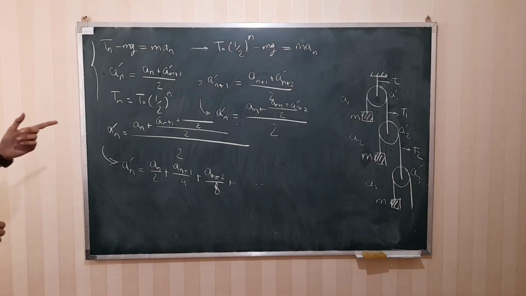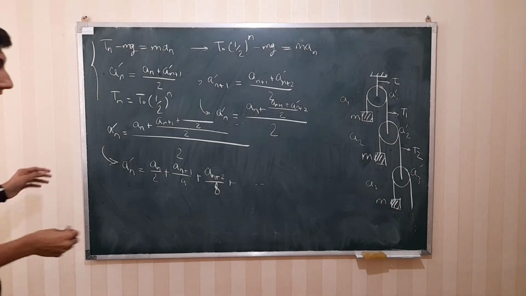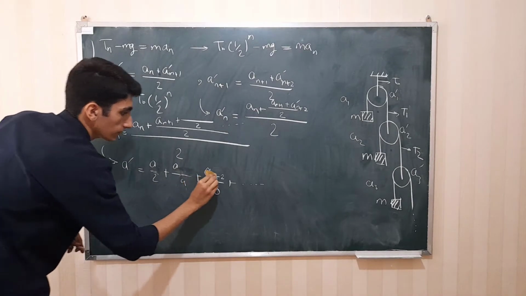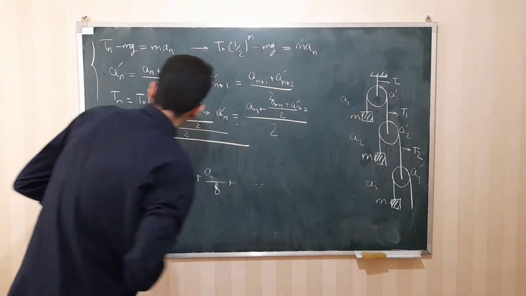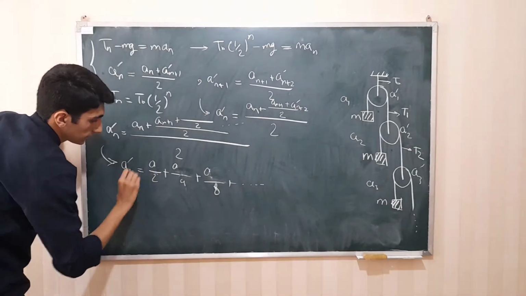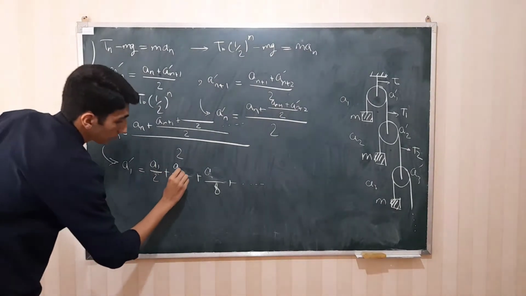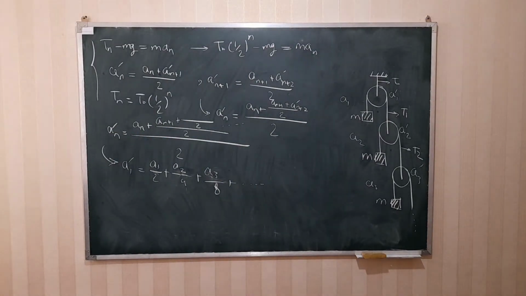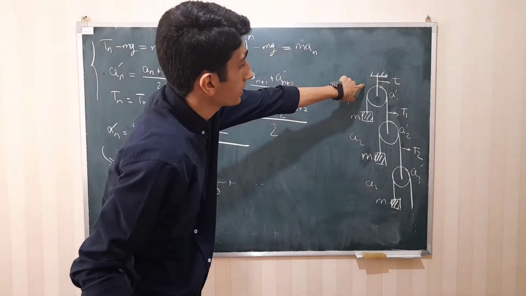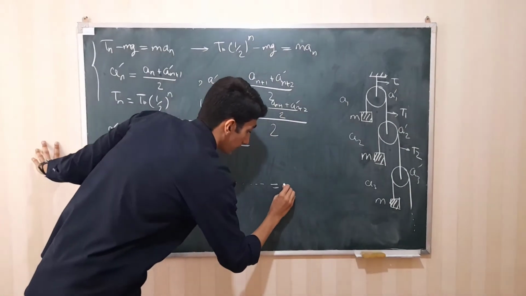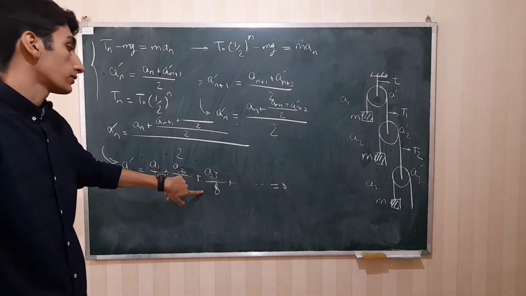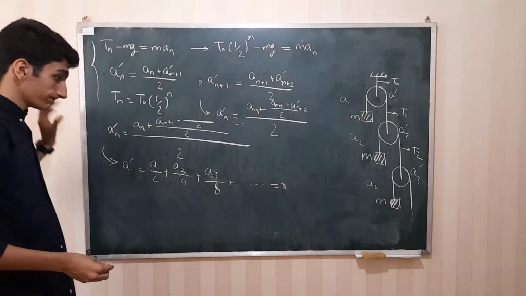and if I set n to be 1, what I would get is that A'1 is equal to A1 over 2 plus A2 over 4 plus A3 over 8, and so on. Now we know that A'1, the acceleration of this pulley here, is 0, so the whole thing is 0. Now we've got this beautiful equation. A1 over 2 plus A2 over 4 plus A3 over 8, and so on, is equal to 0.